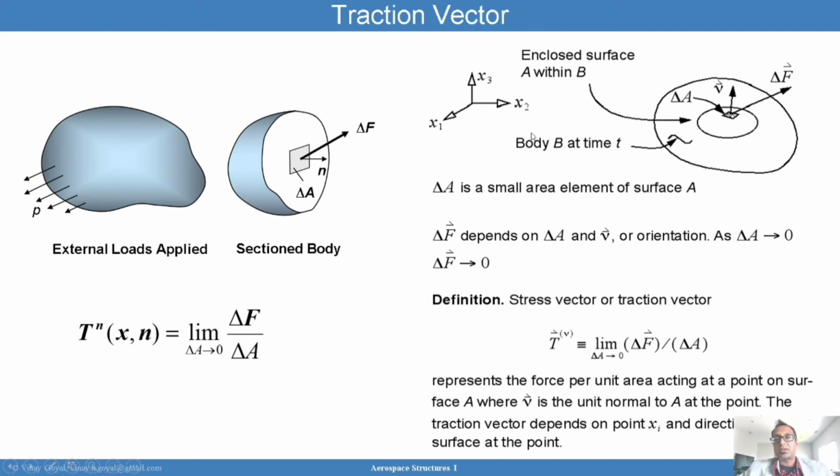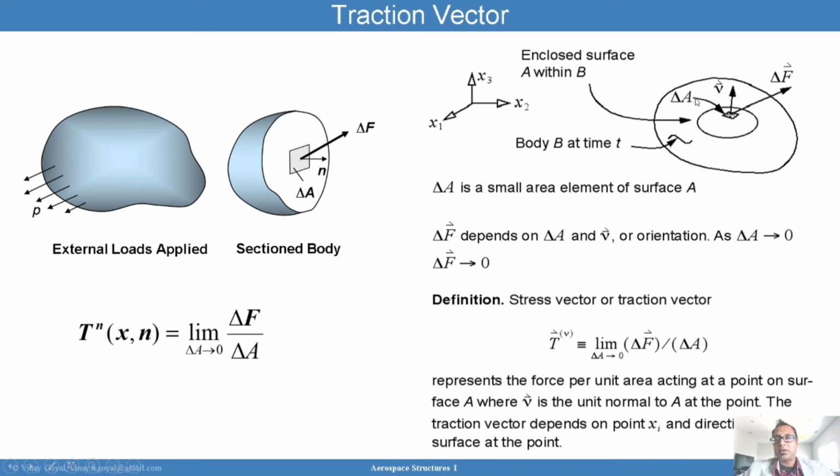On the right-hand side, I'm providing a different view of the same problem. I have a body of material, I do a sectioning here, and I expect that when forces are applied to this external load, there'll be a force acting on a small area, delta A, that has a normal V in this case. So I'm showing two different conventions to the same problem to drive home what is going on.